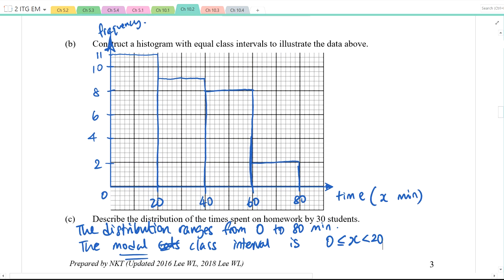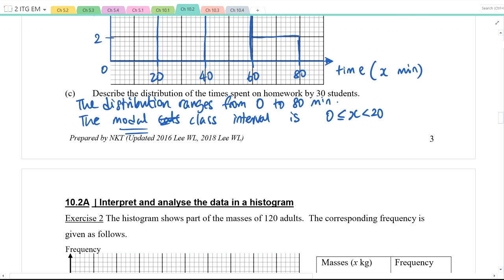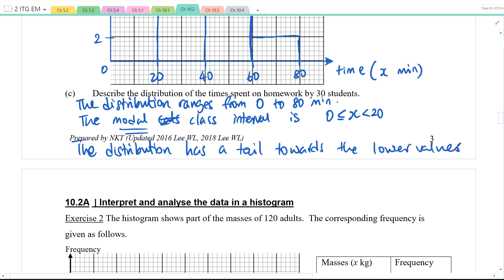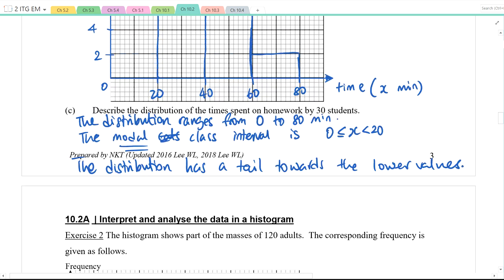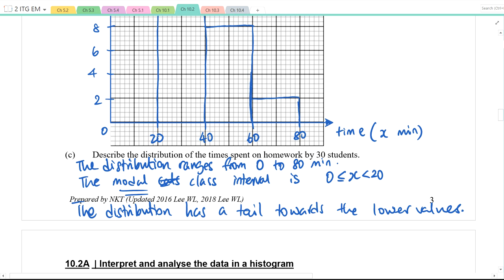What else do we notice? There's a downward trend, right? So we can also say, last point, the distribution has a tail towards the lower values, meaning that the values get lower, the frequency gets lower and lower.